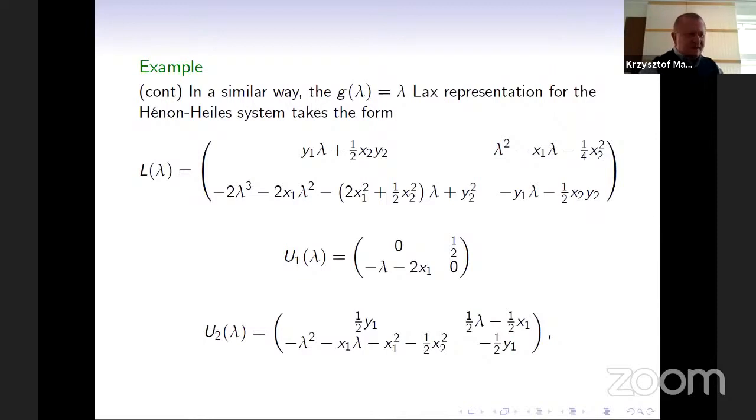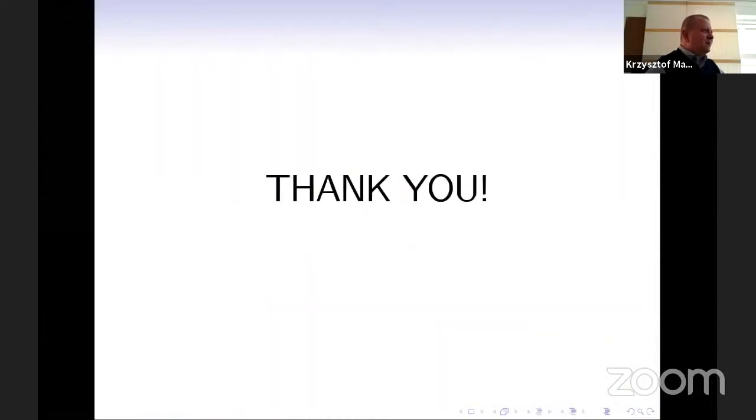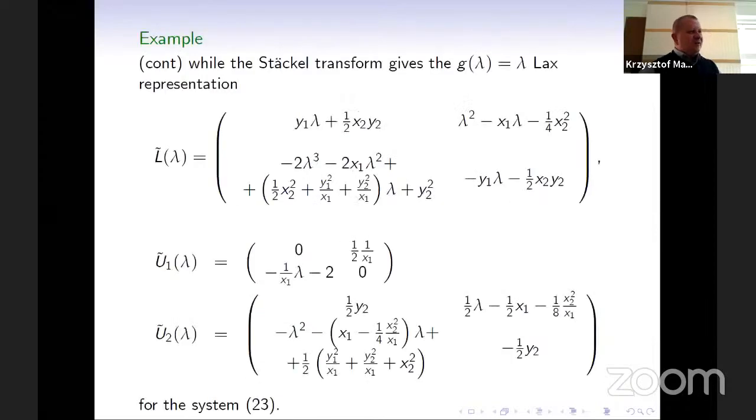So this is a Lax formulation of the transformed Hénon-Heiles system when we have chosen G as the identity function. Also very nice, although maybe not rational, but very nice. And that's basically all I wanted to tell you.